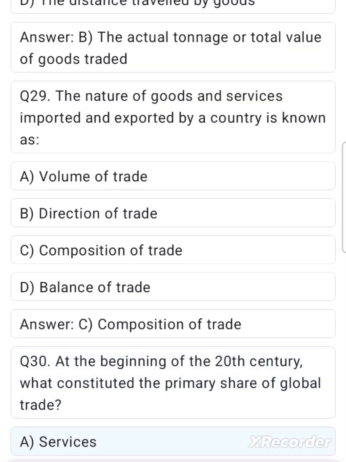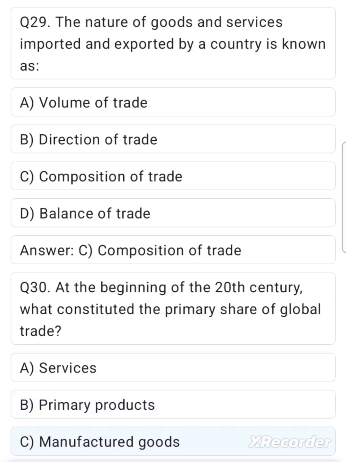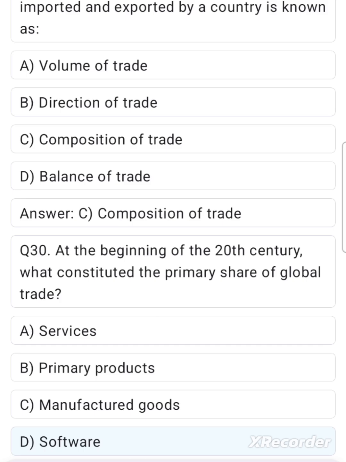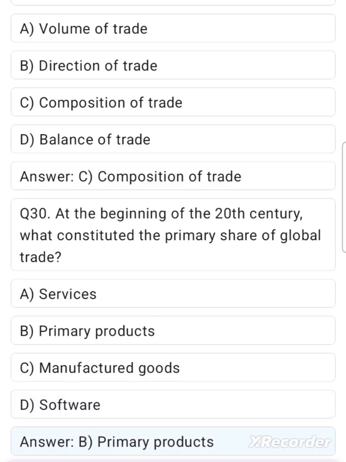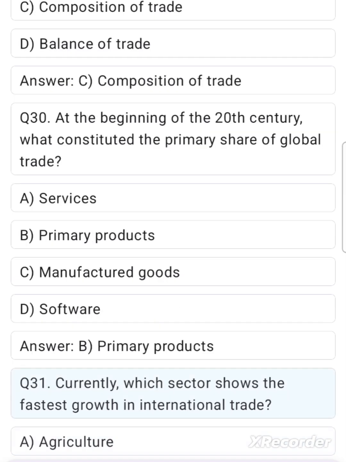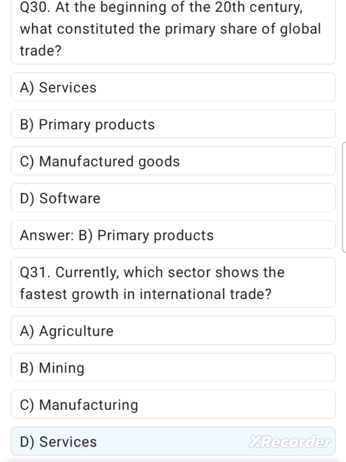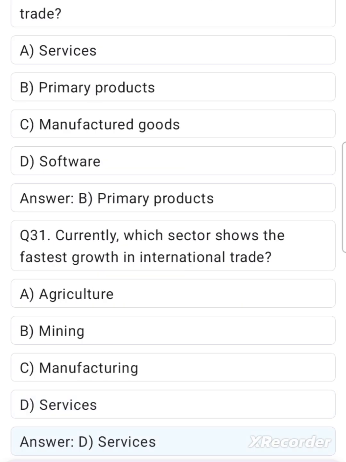Q30. At the beginning of the 20th century, what constituted the primary share of global trade? A. Services. B. Primary products. C. Manufactured goods. D. Software. Answer B. Primary products. Q31. Currently, which sector shows the fastest growth in international trade? A. Agriculture. B. Mining. C. Manufacturing. D. Services. Answer D. Services.